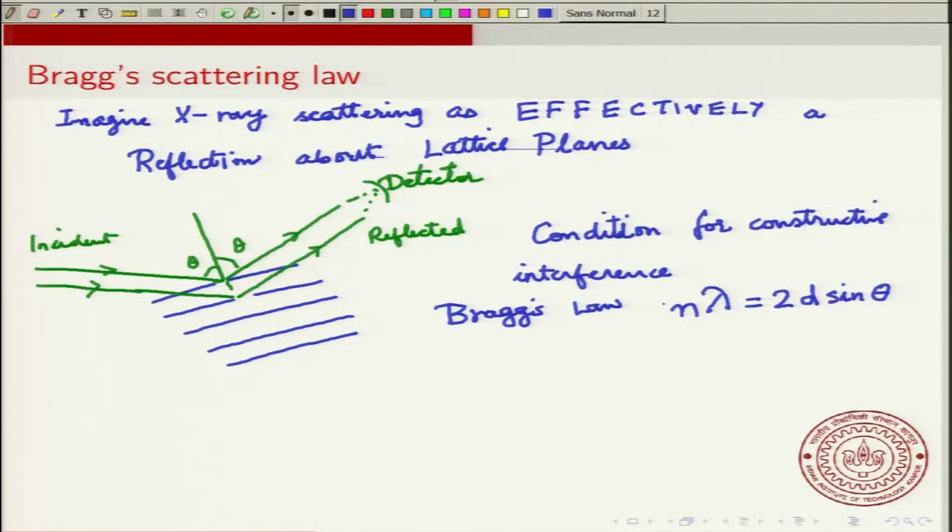What is important to emphasize is that the interaction of X-rays with atoms is actually much more complicated than simple reflection off planes. If you do the entire scattering theory, which is a fairly complicated quantum mechanical theory, the result that you get is just the same as this simple Bragg's scattering law. I will not be trying to derive this, but what is interesting is that this quantity d that appears is the distance between lattice planes.